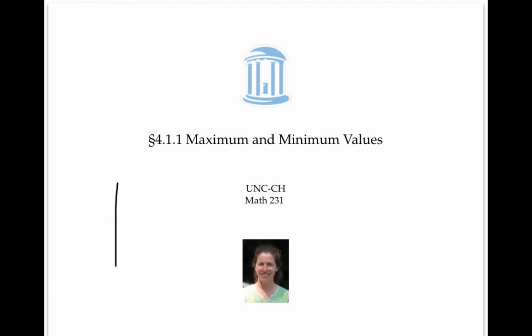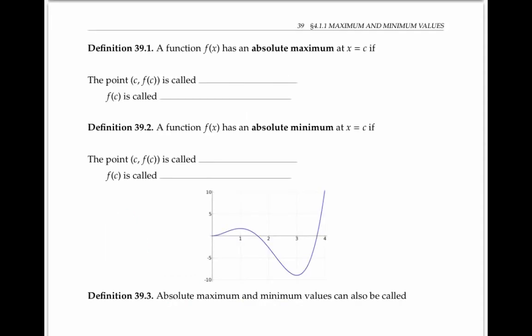This video gives some definitions and facts related to maximum and minimum values of functions. A function f of x has an absolute maximum at the x value of c if f of c is greater than or equal to f of x for all x in the domain of f.